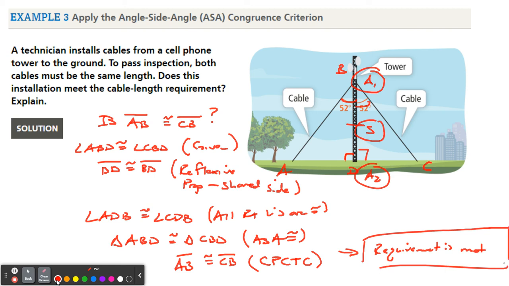Here we go. And that's a typical triangle congruence proof, where they're touching like that. All right, great. So that was the first video. You have another video coming up very shortly.